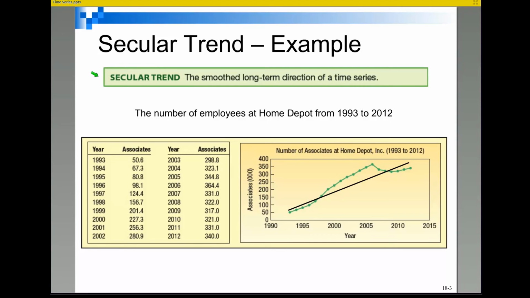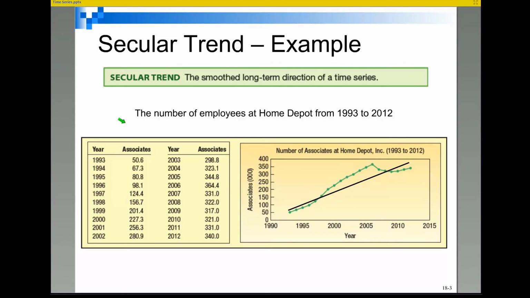If you want to see how time series data is trending over years, what you're gonna do is to fit a straight line like this one to capture the trend. And that straight line is actually a simple linear regression of sales on time. So let's take a look at this example. It's the number of employees at Home Depot from 1993 to 2012. Okay, it's time series data.